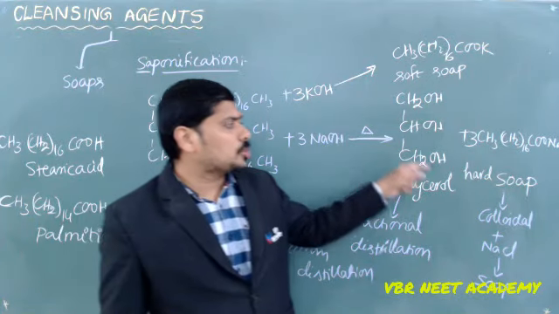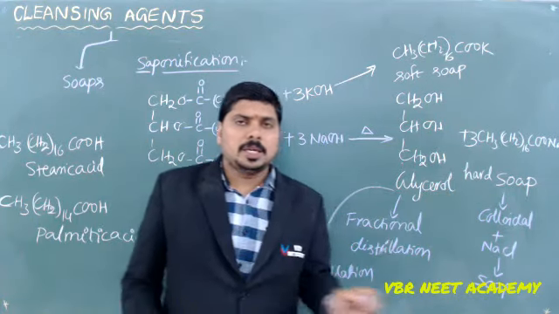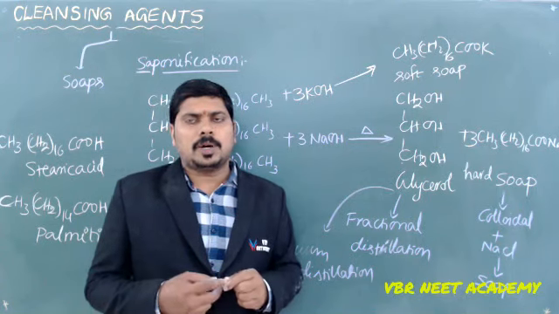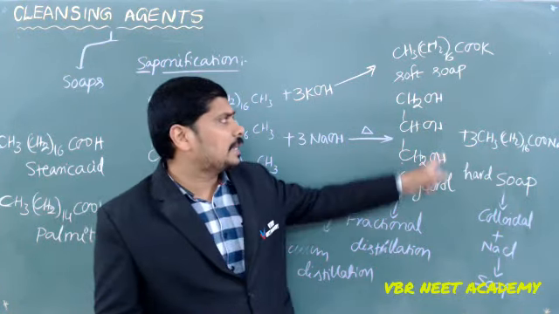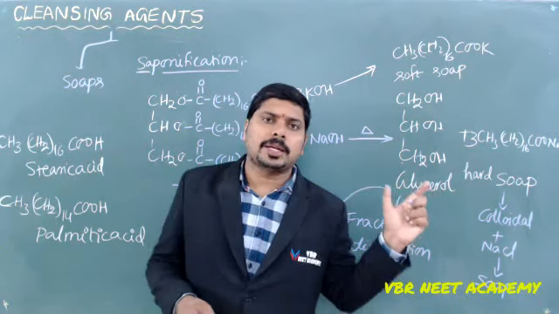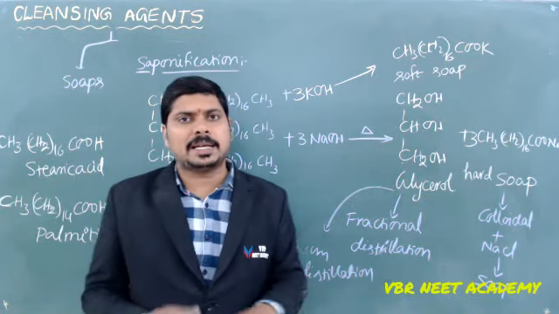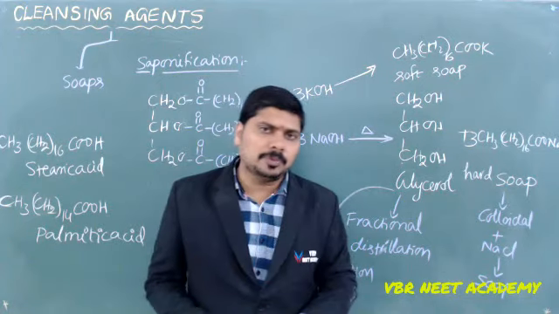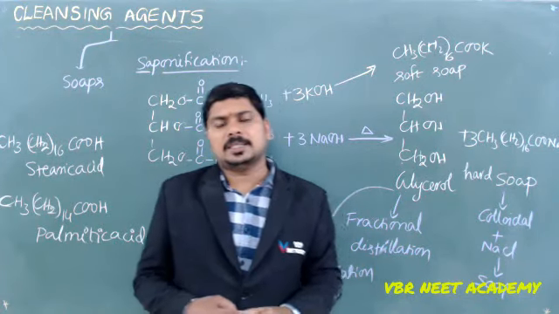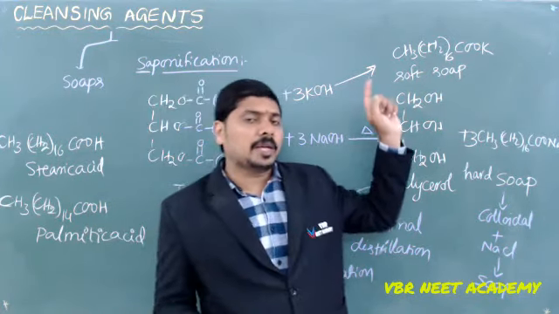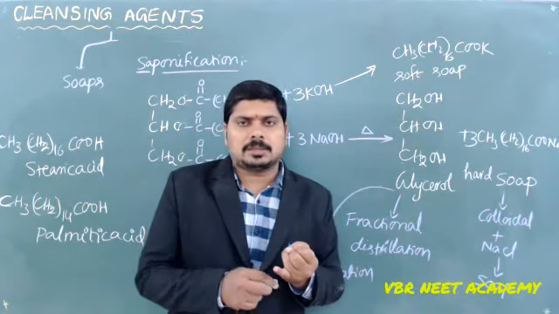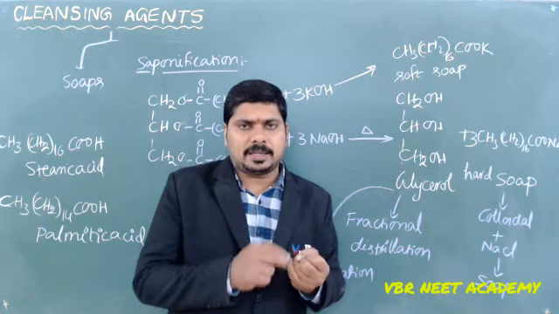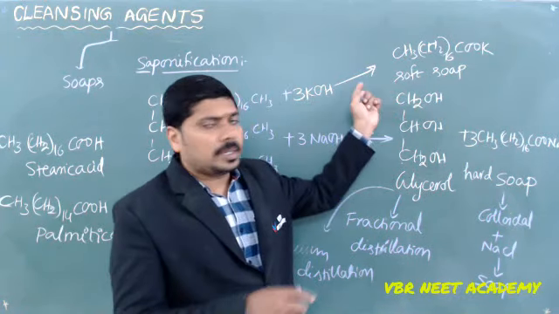Hard soap is useful for other purposes, but we can't use it for bathing because of its hardness. Whereas soft soap is toilet soap, which we use for bathing and so on, and it is the potassium salt of a long chain fatty acid. For this acid, if we use good oils or good fat, then we get a toilet soap.